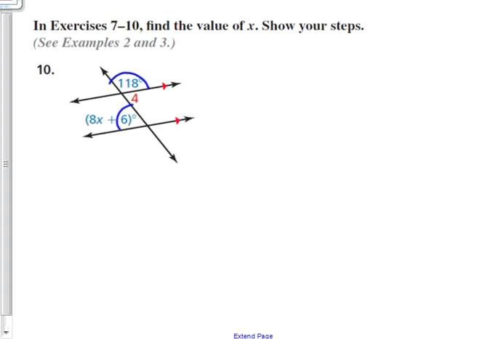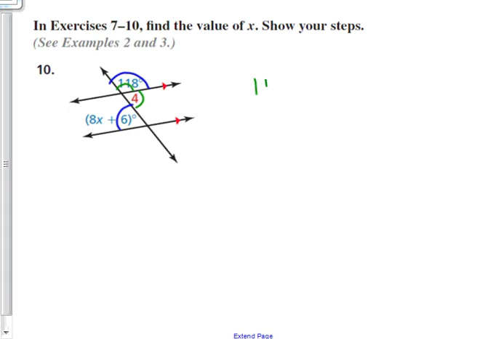But I know that 118 right here and this angle 4 right here form a linear pair. I know that for sure. So I'm going to start with that. It put that 4 in there because it knew that I needed to use it. So if 118 plus that angle 4 is 180, then I can use that 4 to relate to my other angle. So I'm going to start with that.